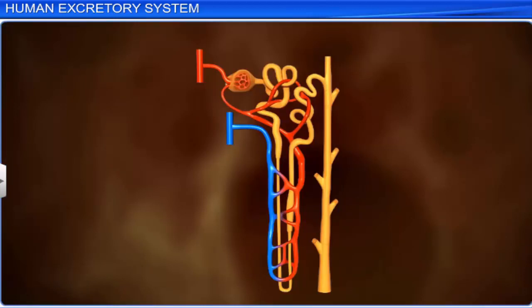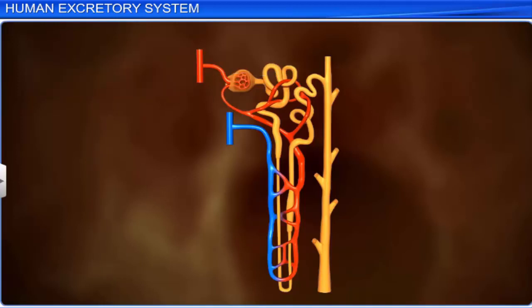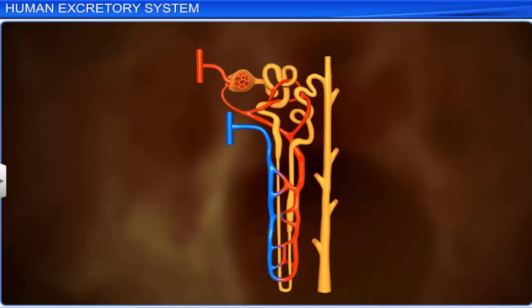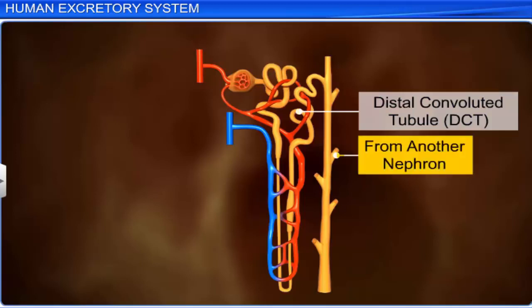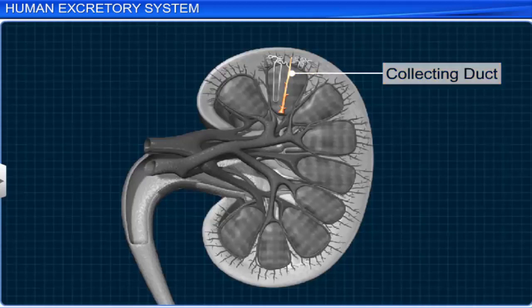The Bowman's capsule opens into the proximal convoluted tubule, a highly coiled structure, and is followed by a hairpin-shaped loop called Henle's loop. Henle's loop has a descending limb and an ascending limb. The ascending limb opens into the distal convoluted tubule, which is also a highly coiled tubular structure. The distal convoluted tubules of several nephrons open into a collecting duct. Several collecting ducts converge and pass through the medulla into the renal pelvis, which leads to the ureter.